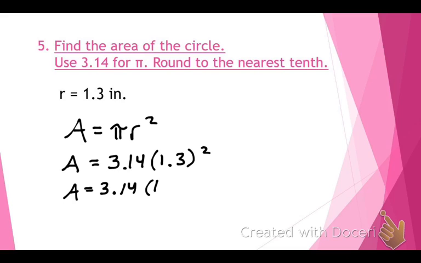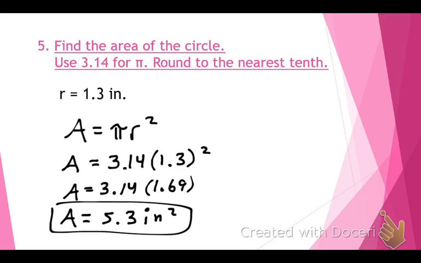1.7. 1.69. Do not round. Keep it there. The same thing. If you do 1.7, you will get a wrong answer. Okay? So now what's my answer? 5.3 inches squared. Okay, so Addison, you had mentioned just sticking 1.7 right there.